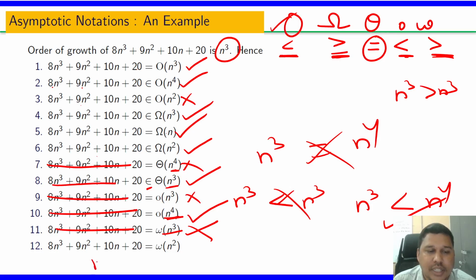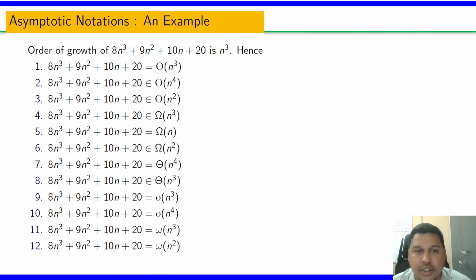And 12th one, this side is n cube, this side is n square, and he has used small omega. So it is strictly greater than. This is true. Okay, right? Did all of you understand this slide? Did you get the idea? How and when are we representing the time complexity? Is it clear? Omega, big O, small omega, right?